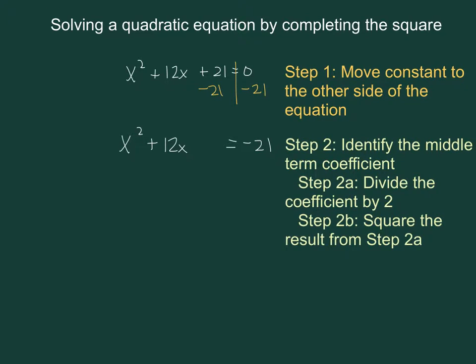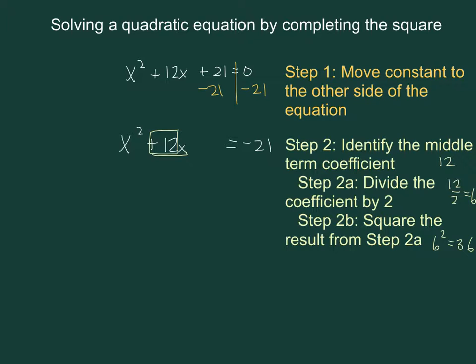So step 2, there's a few parts to it. Step 2 is really identify the middle term coefficient. Okay, well here's the middle term, here is the middle term coefficient, which is 12, positive 12. Now step 2a is going to be take 12. So we're going to take 12 and we're going to divide it in 2, which makes 6. And then we're going to take 6 and we're going to square it. So 6 squared equals 36.